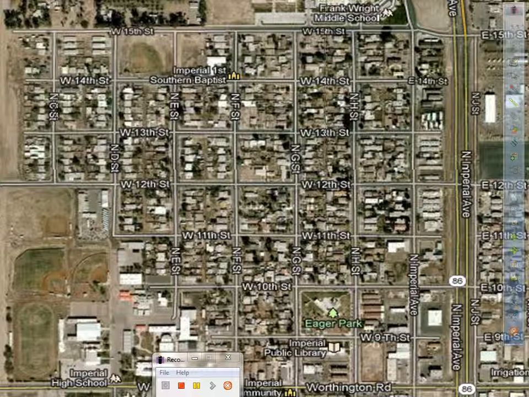I get my smartphone out and show them Google Maps, and here I show them that here's Imperial High School, and they need to go over here to Frank Wright Middle School. And I said, so get in your car and drive through these houses like this, and that's how you get to Frank Wright. Now check this out. That is not true.